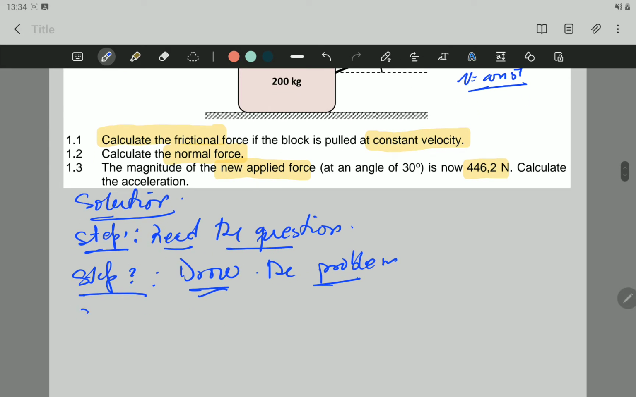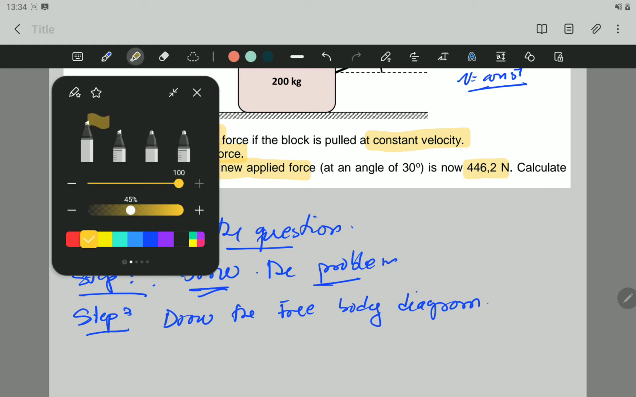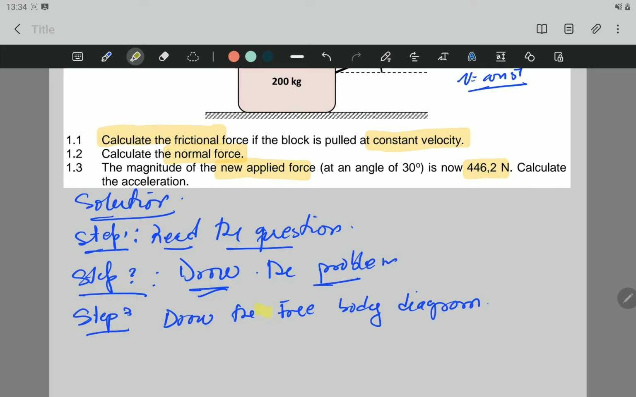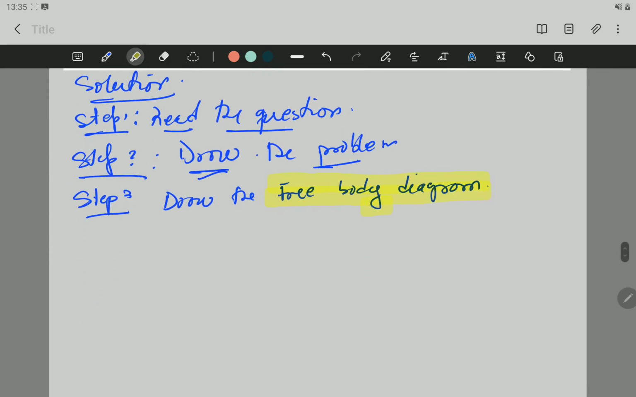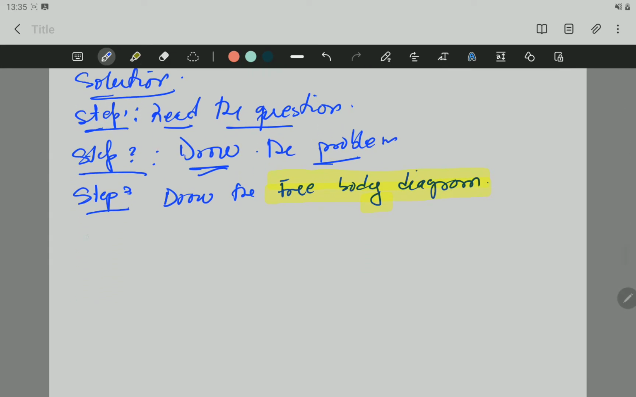Now step 3. We are going to draw the free body diagram. The free body diagram, very important. Please try to always do the free body diagram, even if it's not part of the question. Even if they don't ask you to do so, just draw the free body diagram. Okay, so now this free body diagram is going to be for question 1.1, because later on the problem changes.